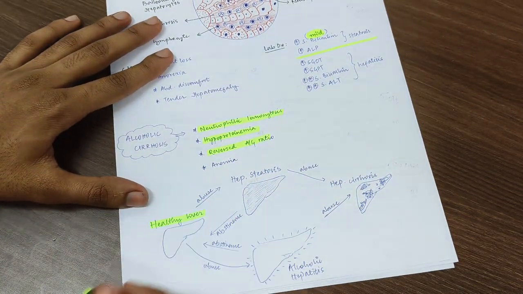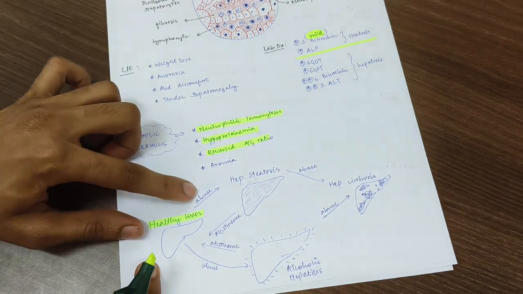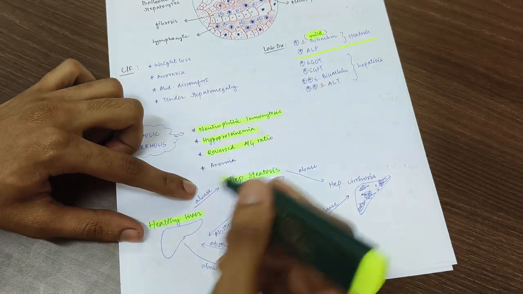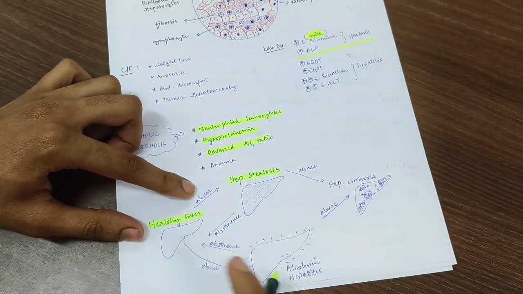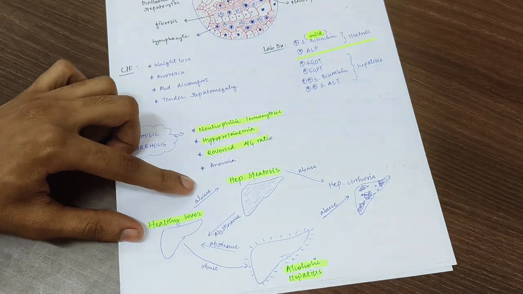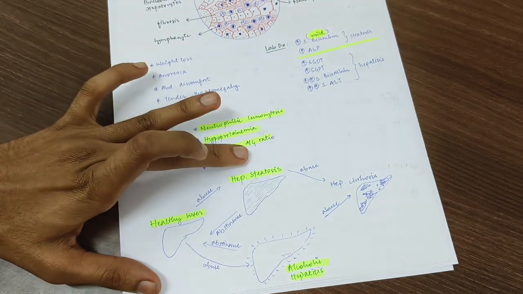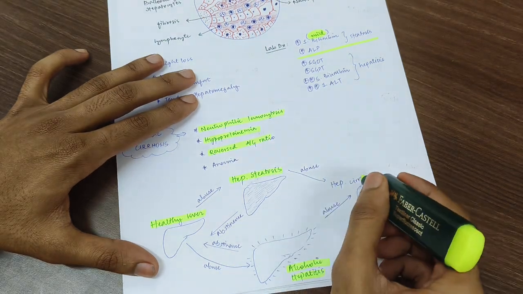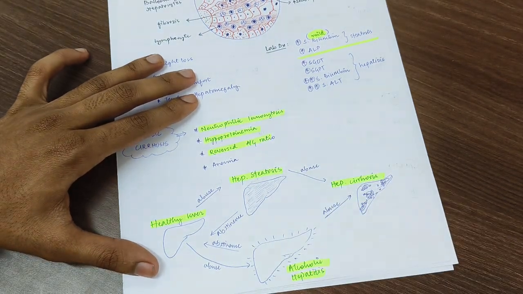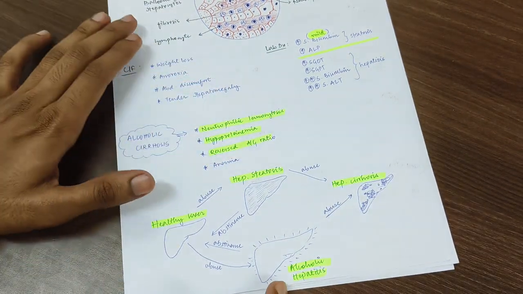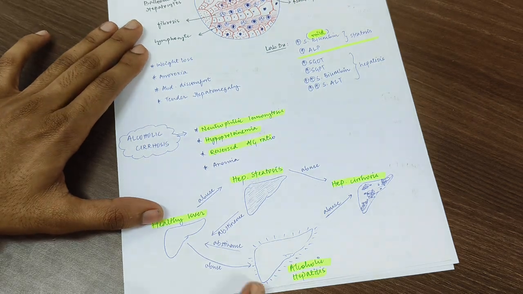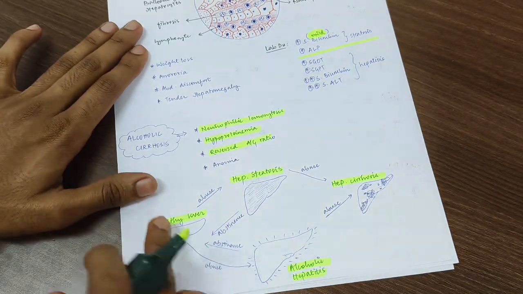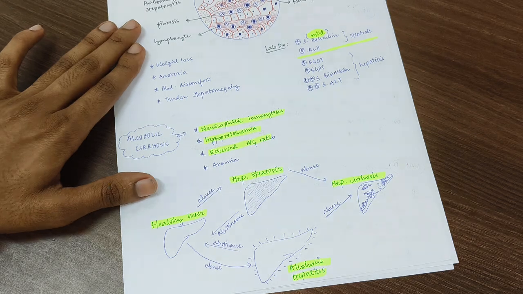So this is the flow chart. Basically, first this is a healthy liver. If you abuse alcohol, it will become hepatic steatosis or alcoholic hepatitis. Again, if you continue to abuse alcohol with hepatic steatosis and alcoholic hepatitis, it will become cirrhosis. But hepatic steatosis and alcoholic hepatitis are reversible. If you abstain from alcohol, it will go back to a healthy liver.